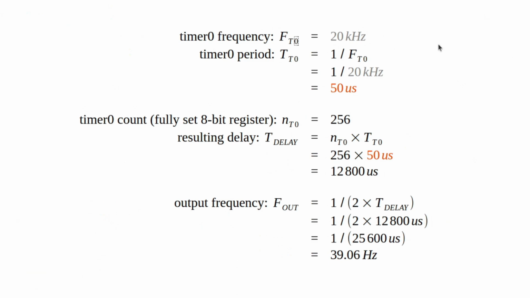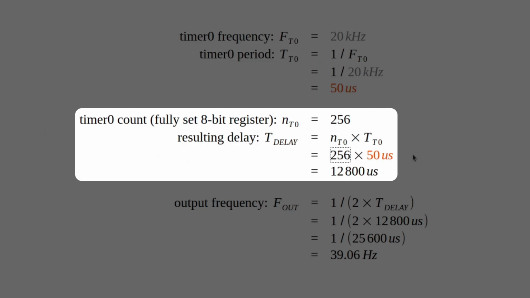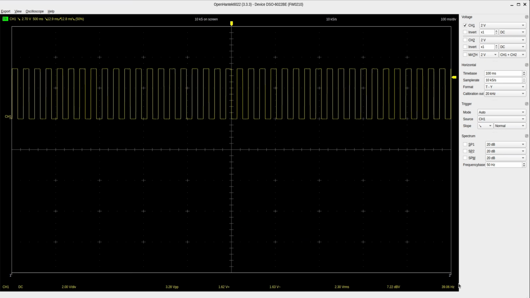And with a little bit of math, we can use the input frequency of 20 kHz to calculate an input period of 50 microseconds. And if we multiply that period by the total number of counts, which in this case is 256, we get a total delay of 12,800 microseconds. And since that delay will occur on both the high and the low of the signal, we need to multiply it by 2 to get a full period. And of course, inverting the period gives us an output frequency of 39.06 Hz. Exactly what we see on the scope.